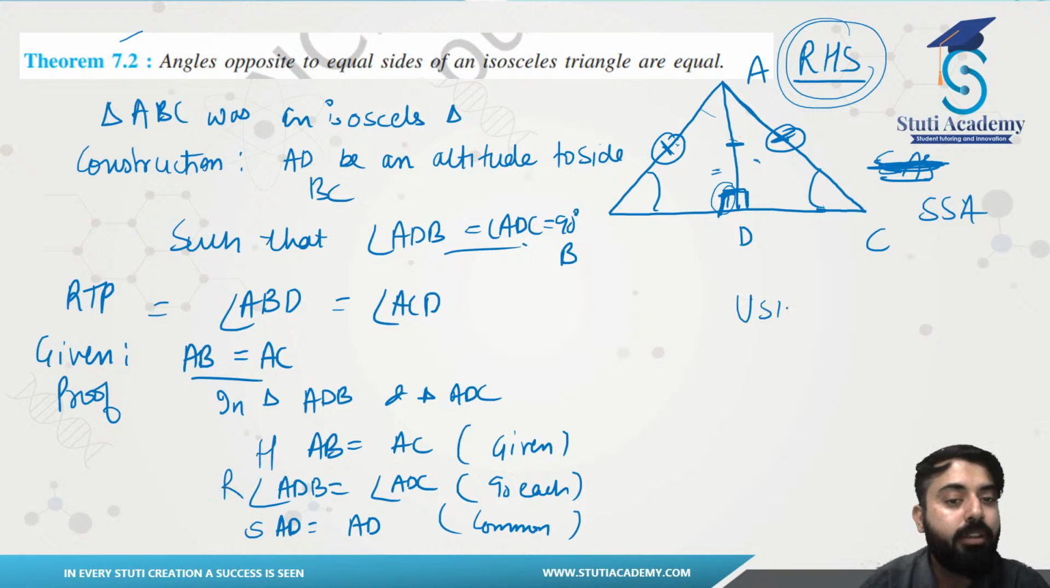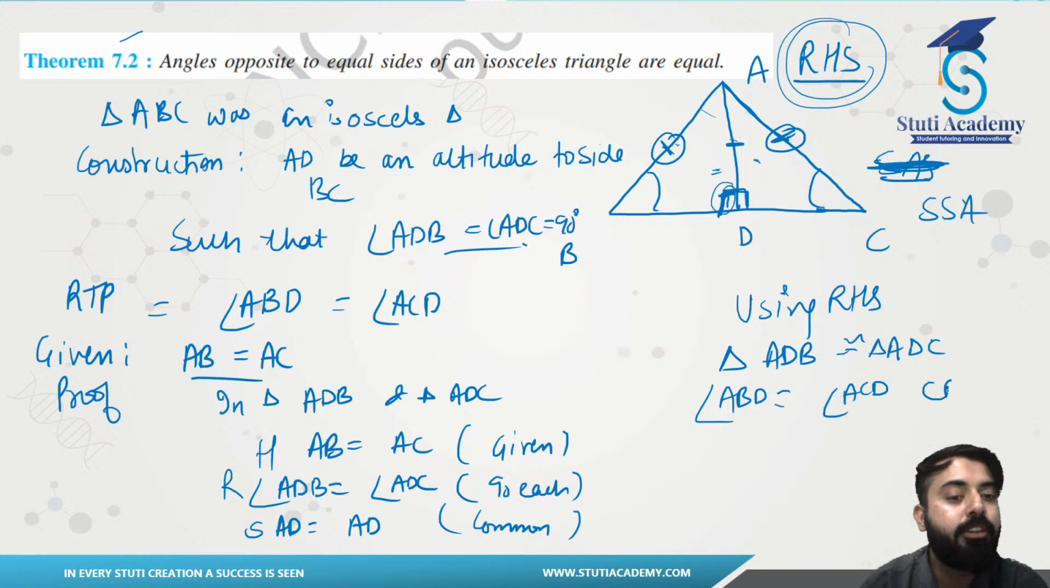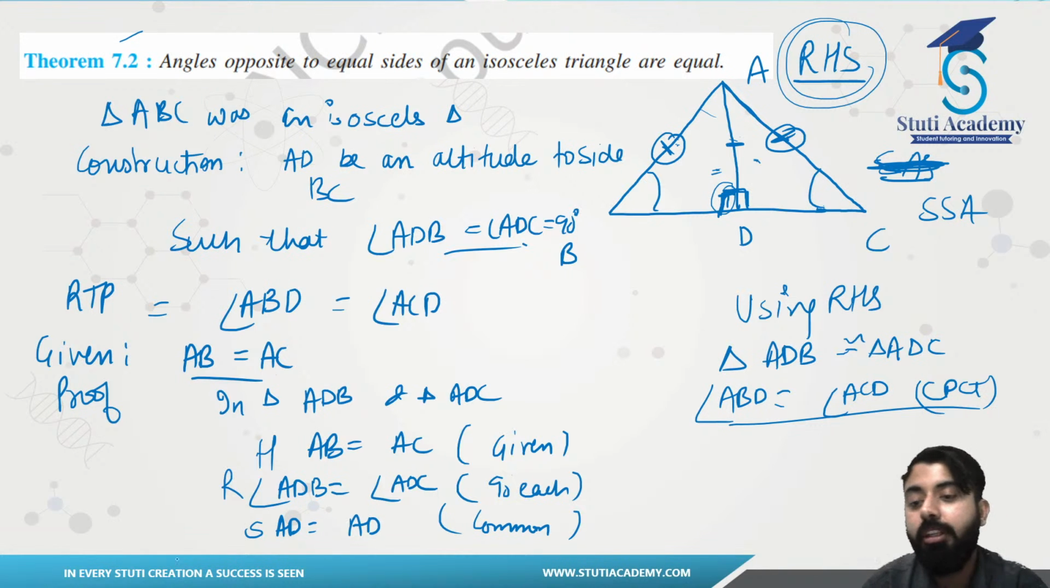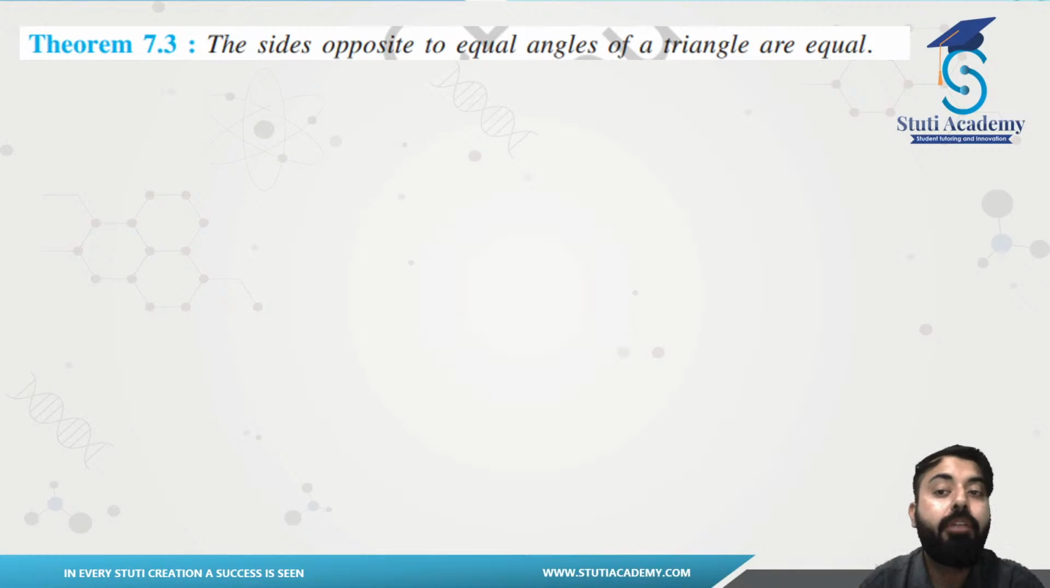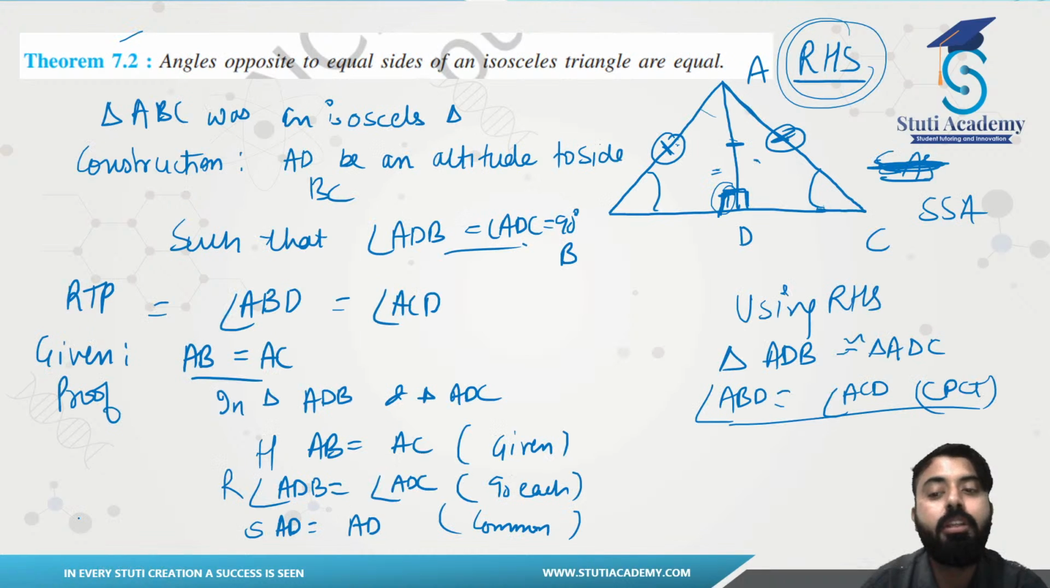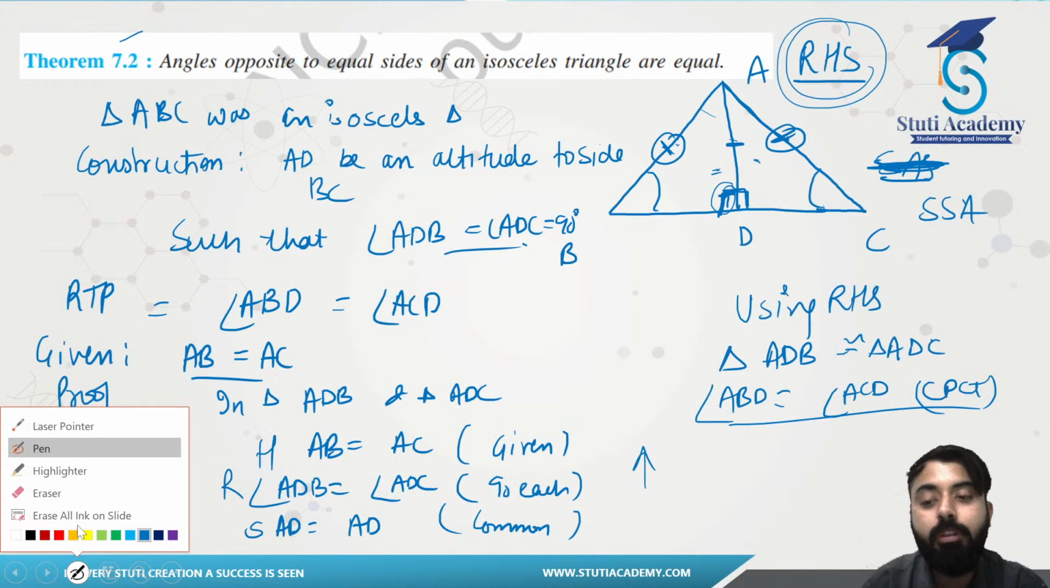So using RHS, your triangles ADB and ADC both are congruent, and you can easily say angle ABD equals angle ACD by CPCT. So you can easily prove them. This was quite easy to understand. Now in its converse, you have to do what? You have to prove that the sides opposite to equal angles of a triangle are equal. Now this is exactly the way we have done, but we have to take the bottom up approach.